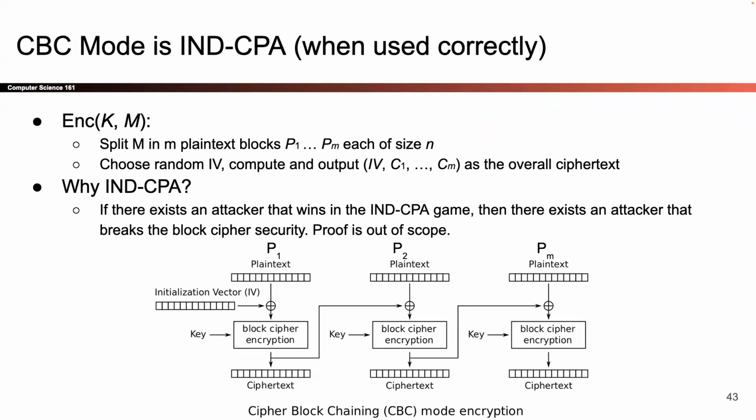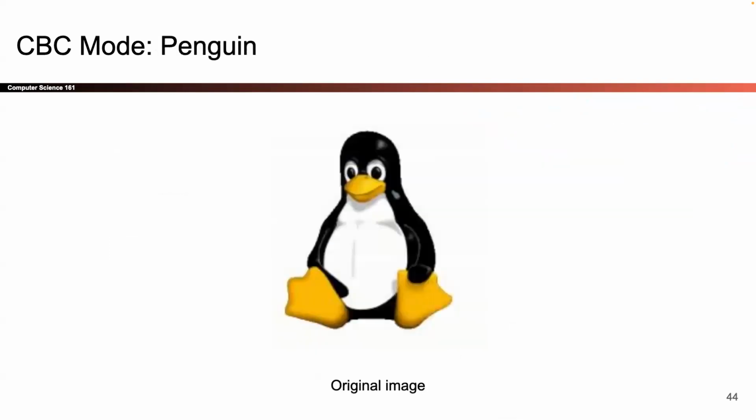Okay, cool, that's CBC mode. And finally, I can show you the penguin, which now looks totally indistinguishable. So looks like we did our job. Any other questions about CBC before we see our second block cipher chaining mode of the day?